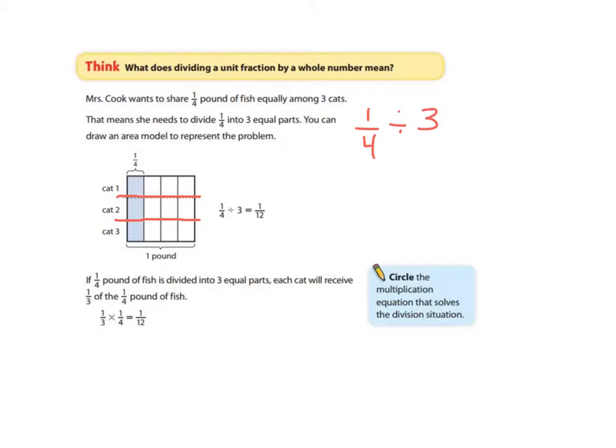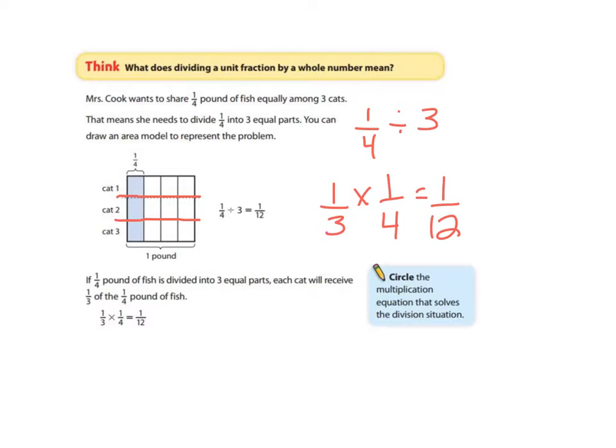Okay? So if 1/4 of a pound of fish is divided into 3 equal parts, each cat gets 1/3 of the 1/4. And if you'll remember, on last week's test, we had several problems where we had to do things like 1/3 of 1/4. Okay? The answer to that is 1/12.